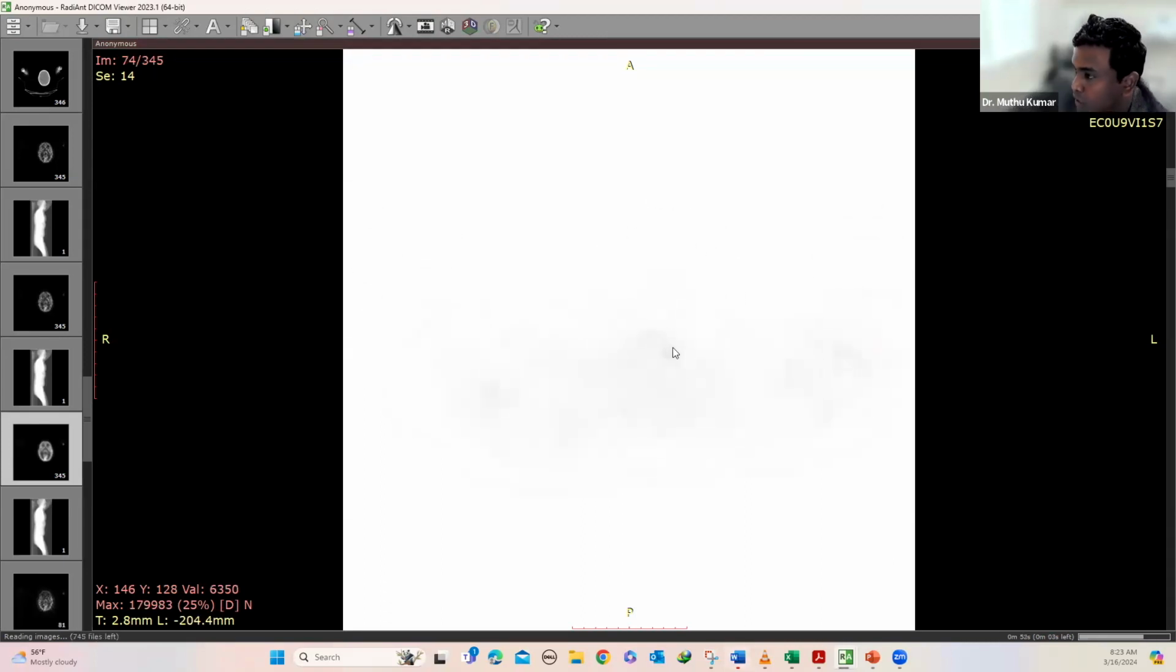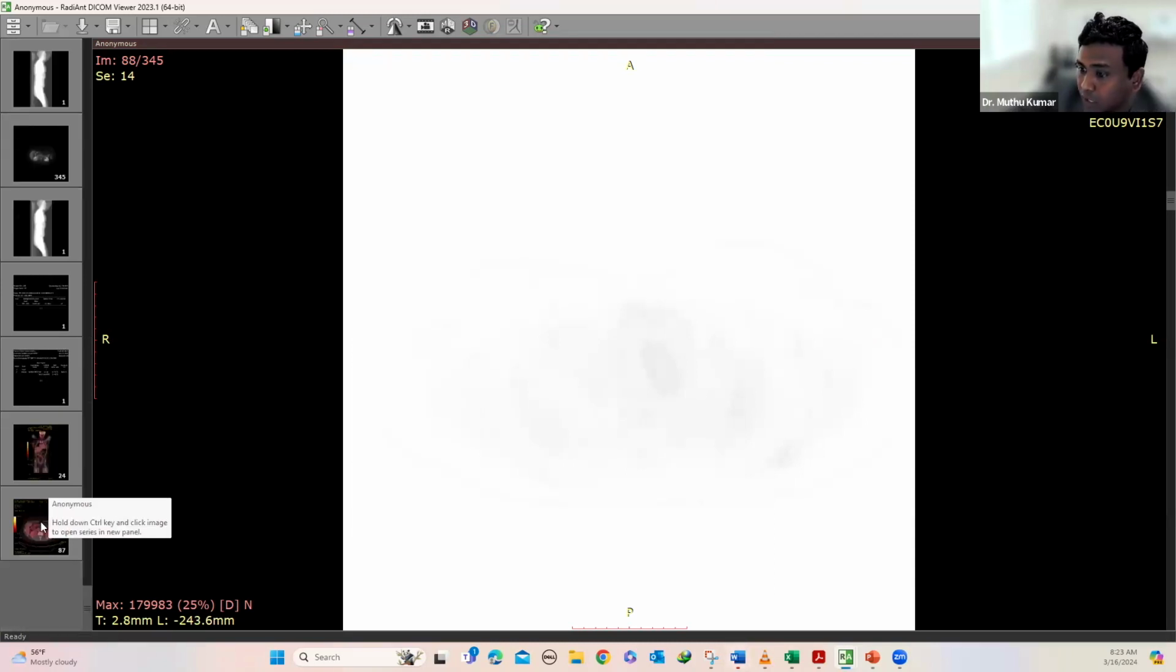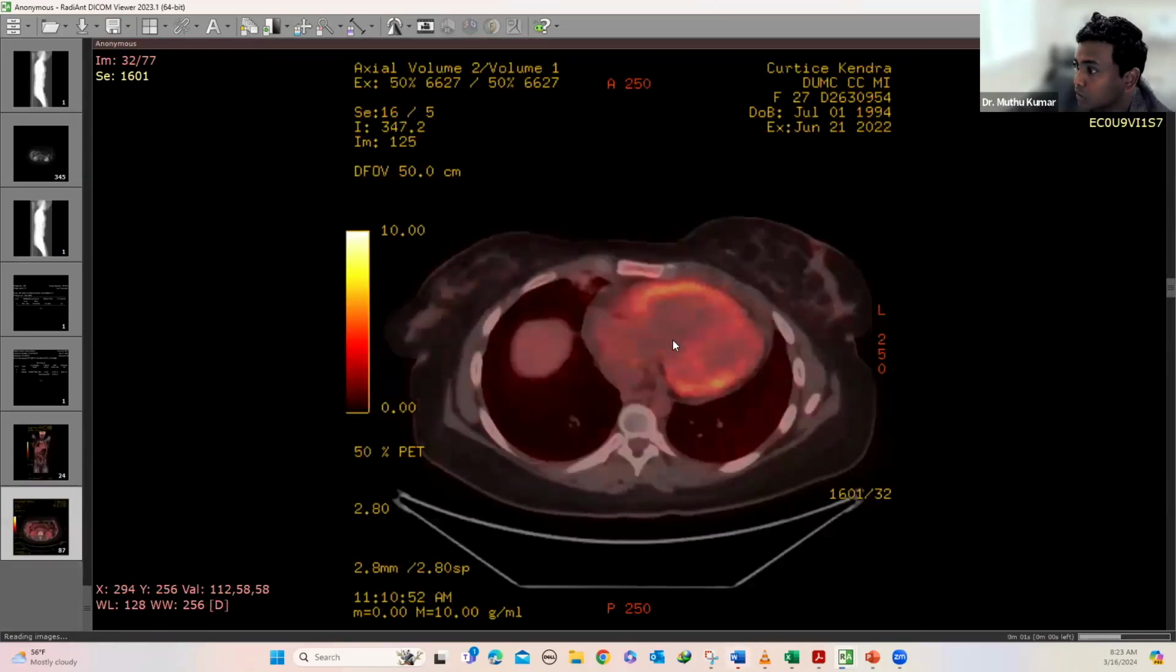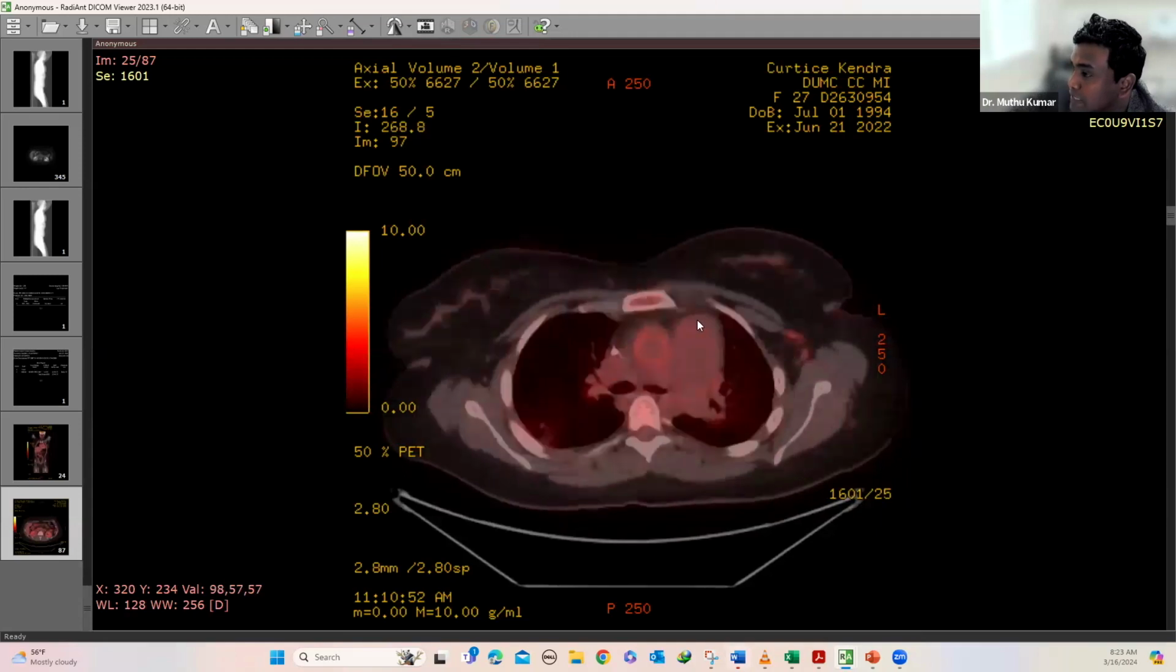This is the raw images of the PET CT. Right off the bat, you can clearly see there is some faint activity along the ascending thoracic aorta. Once it loads, I can show you the actual recon. So here is the volume rendering along with the PET CT reconstruction.